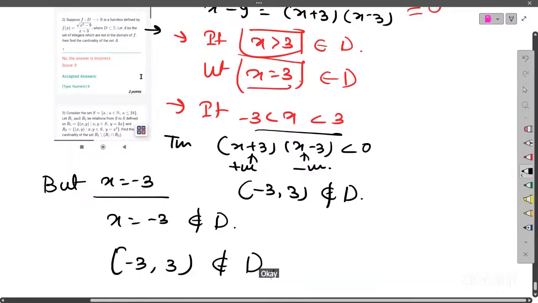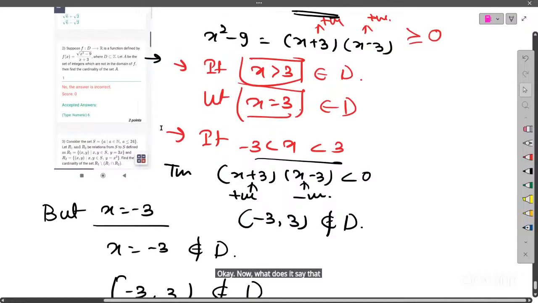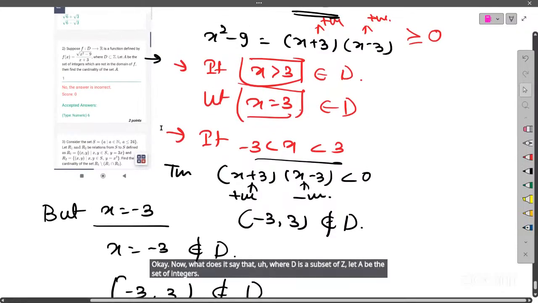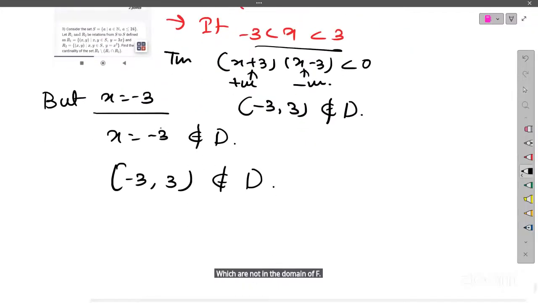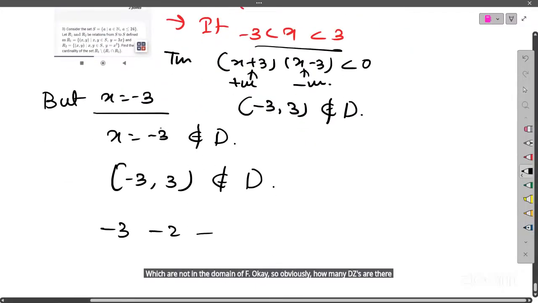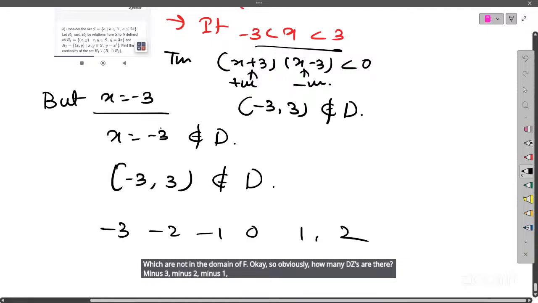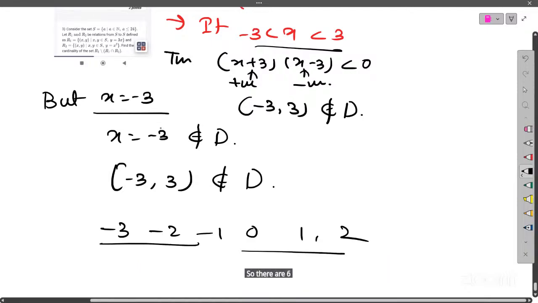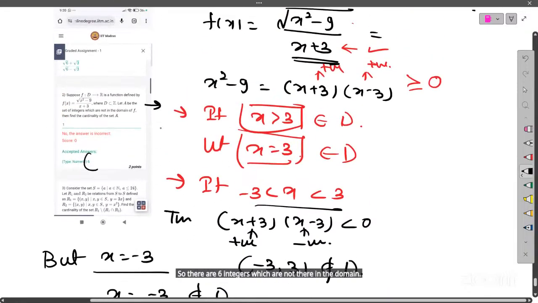Now it says that D is a subset of Z, and let A be the set of integers which are not in the domain of f. So how many integers are there? Minus 3, minus 2, minus 1, 0, 1 and 2. So there are 6 integers which are not in the domain. So the answer is 6.